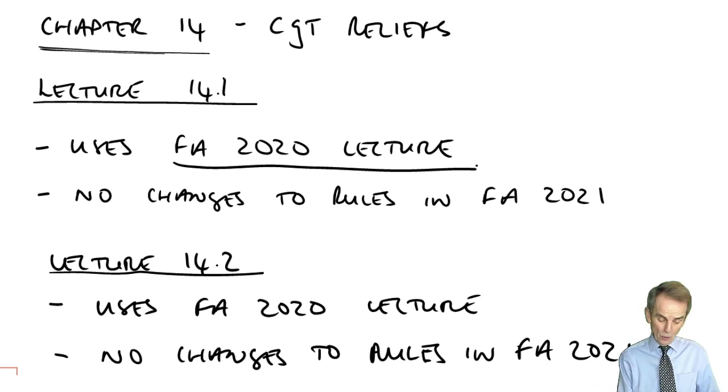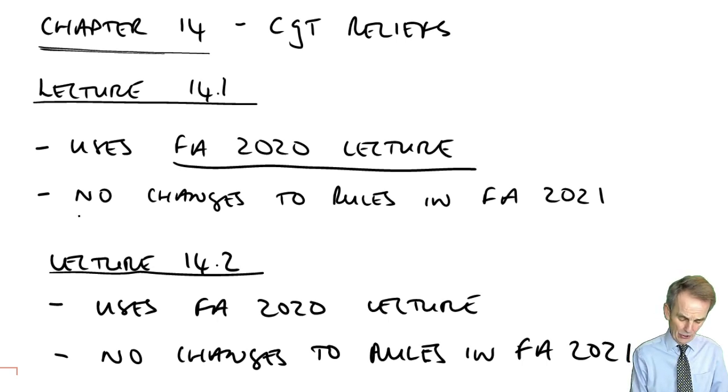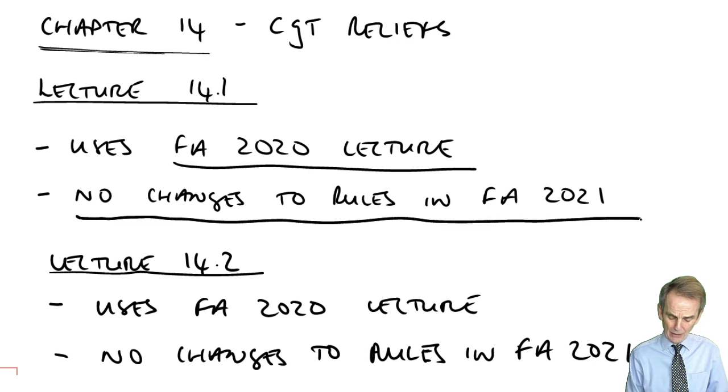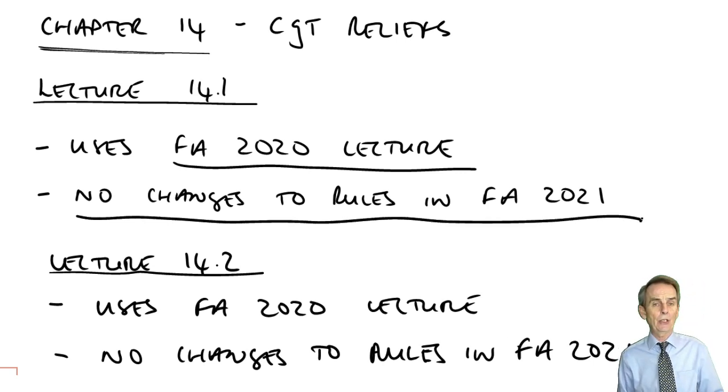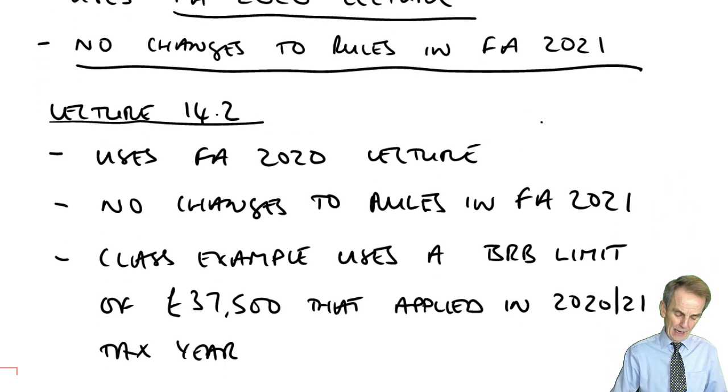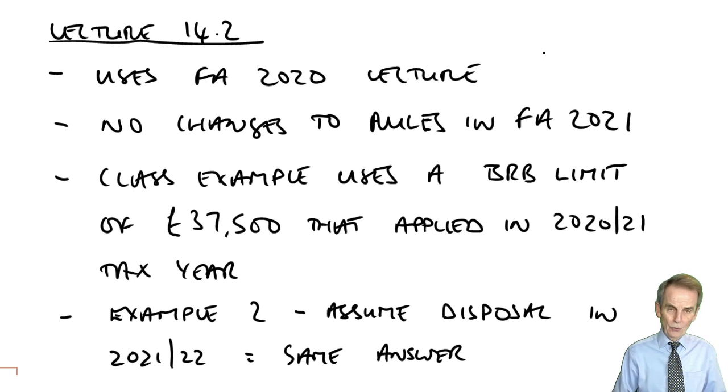And the first one will be the Business Asset Disposal Relief. And you know what that does? It gives you a lower tax rate. The gain is computed in the normal way, but those gains that are eligible for Business Asset Disposal Relief get taxed at a lower CGT rate, 10%, of course, as we know. And thankfully here, so far as we're concerned, there are no changes to the rules in Finance Act 2021, so it's exactly as was.